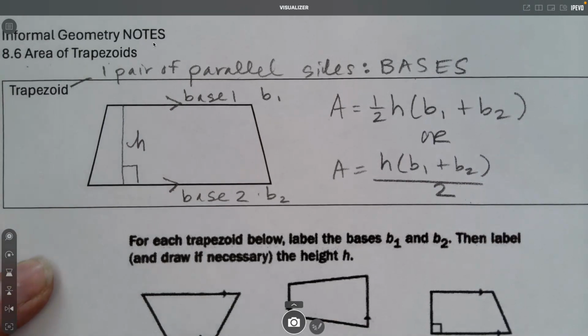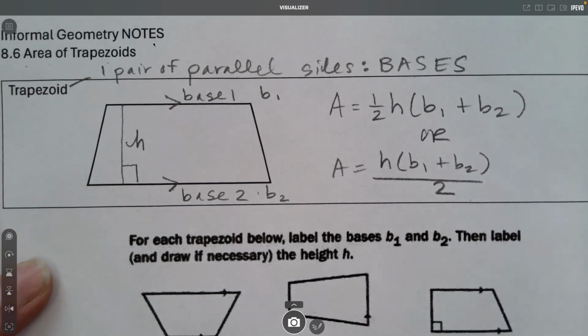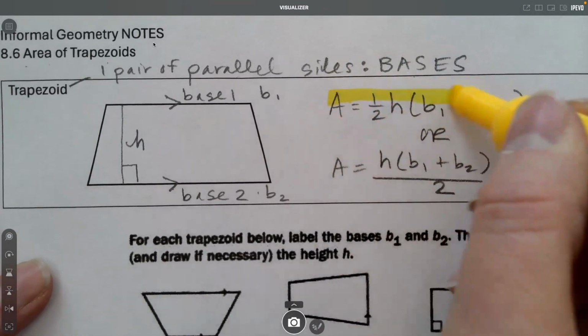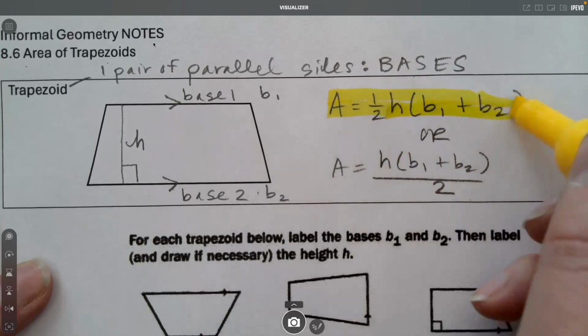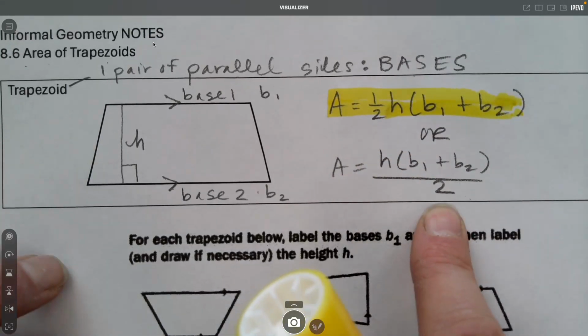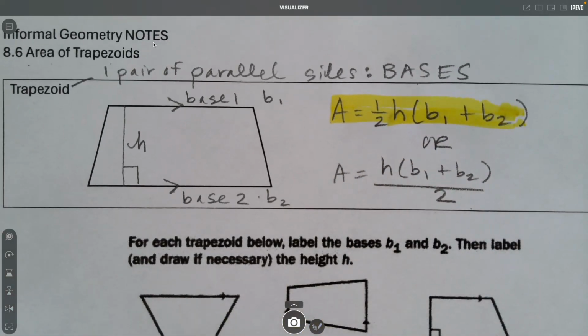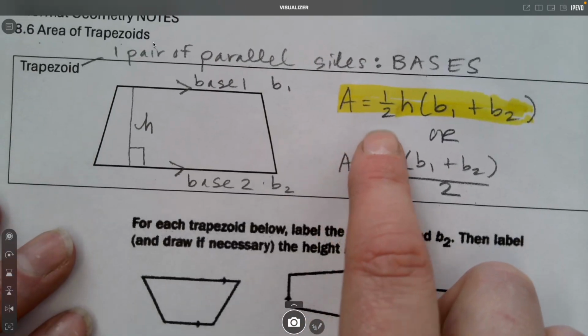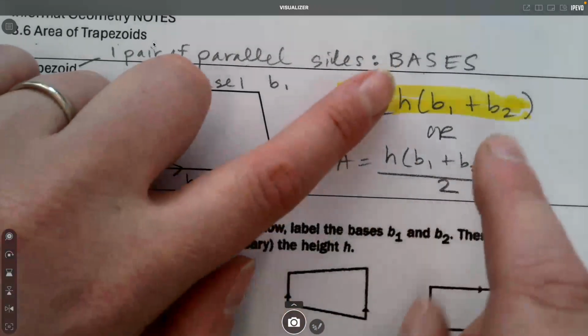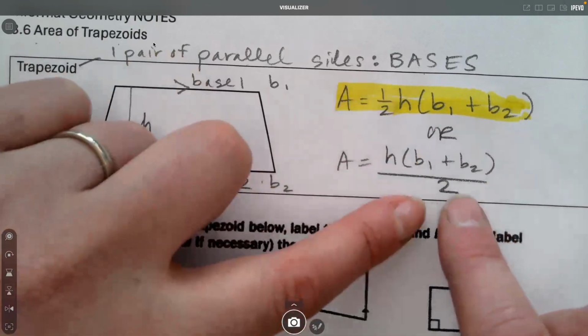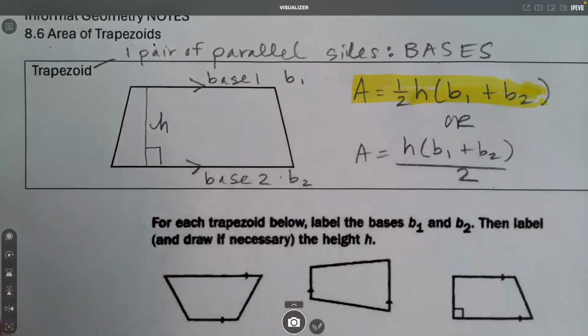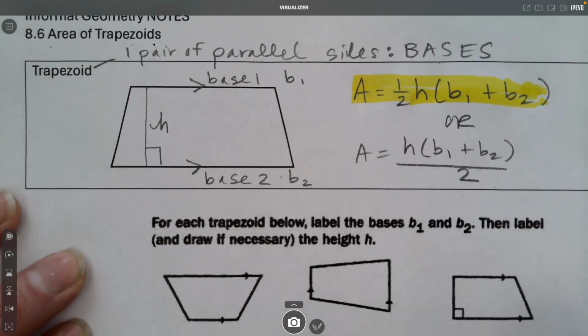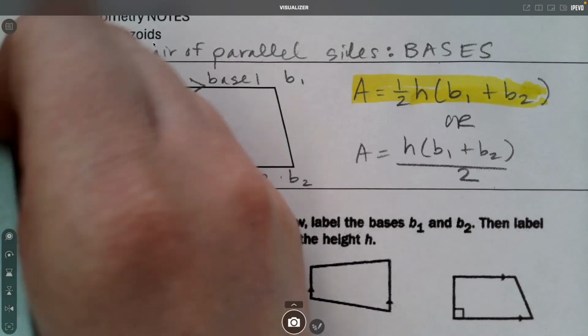We tend to write it this top way with the 1/2 in front, just because it takes up less lines on your homework. When you put divide by 2 like that, it tends to take up 2 lines on your homework versus a small fraction, but they are the same thing. So I could just go through and multiply everything together and then divide by 2, kind of like I do with triangles.